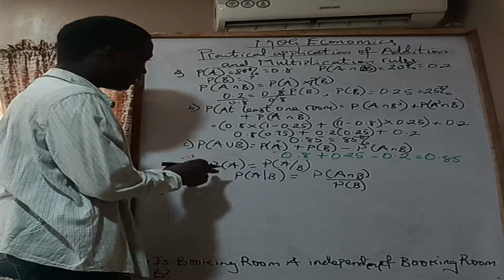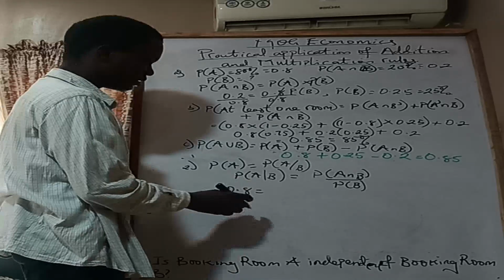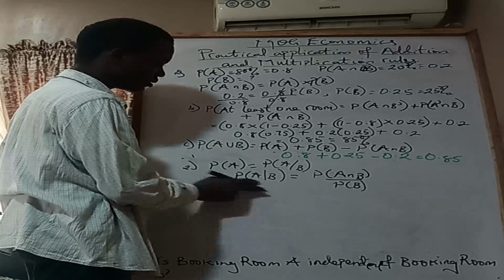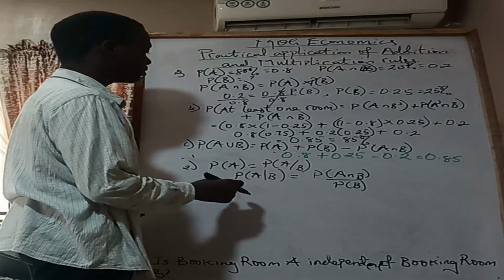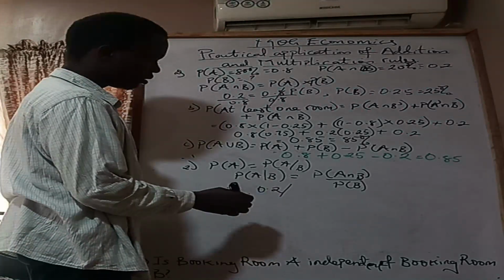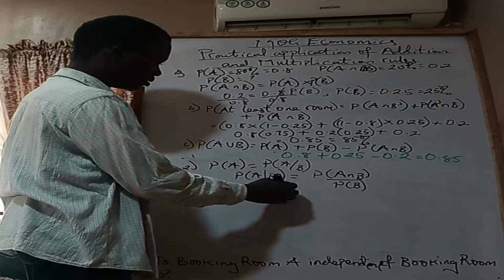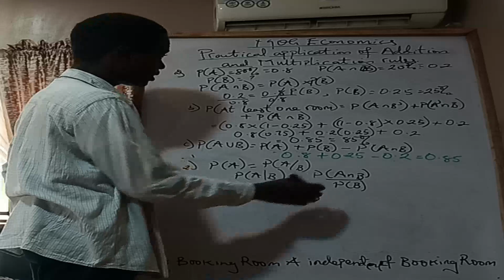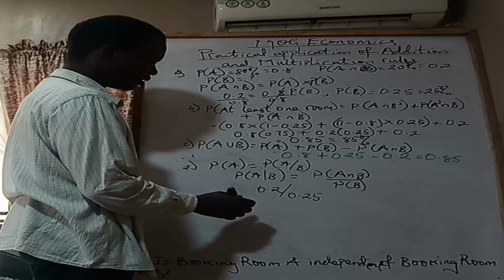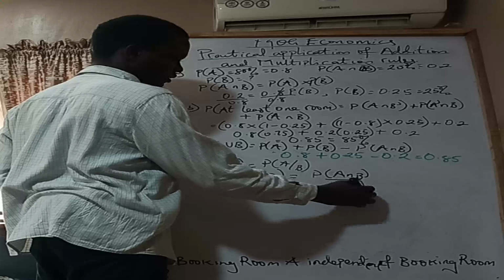The probability of event A from the question was 0.8. I think we should just solve this and see what we get. The probability of A intersection B is 0.2, and the probability of B happening is 0.25. So 0.2 divided by 0.25. Is that equal to 0.8? Yes, 0.2 divided by 0.25 is equal to 0.8.